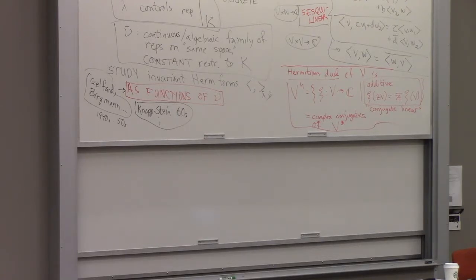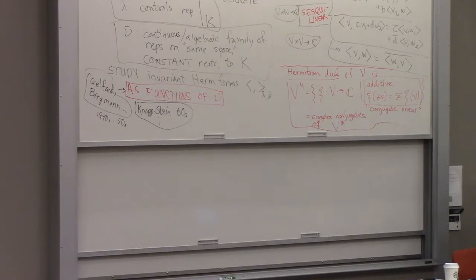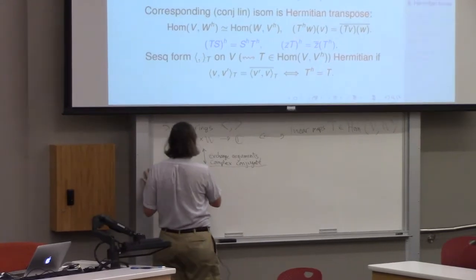If I exchange the arguments, well, this definition of Hermitian, or of this definition of sesquilinear, is not symmetric in V and W. So if I exchange the arguments, I no longer have a sesquilinear pairing. So I also have to take complex conjugate. So if I exchange the arguments and take complex conjugate, that's fine.